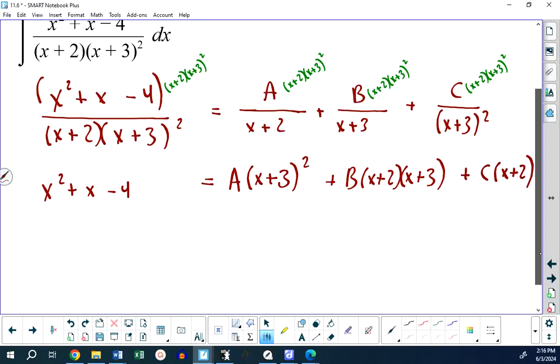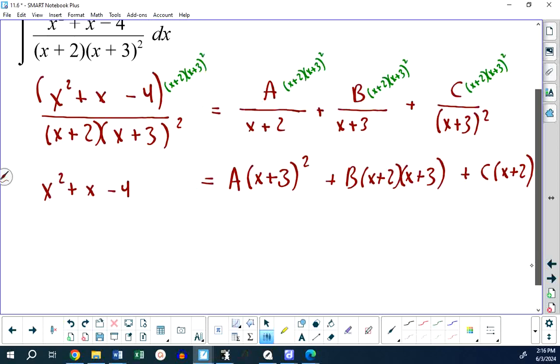See if I got that right. A times x plus 3 squared looks fine. B times x plus 2 times x plus 3 is fine. And then C times x plus 2. And when you look at this, we're trying to find A, B, and C. It looks like a complicated thing, right? There's x's everywhere. There's A's, B's, and C's.